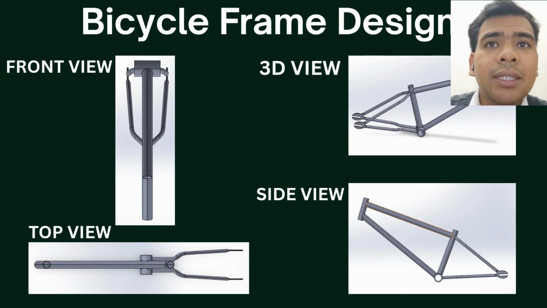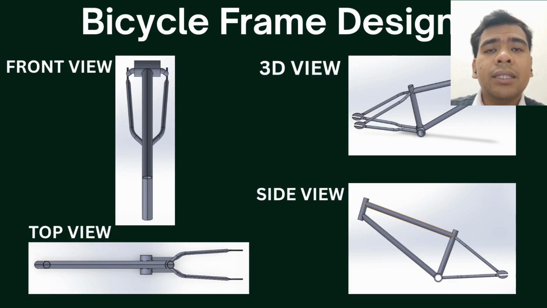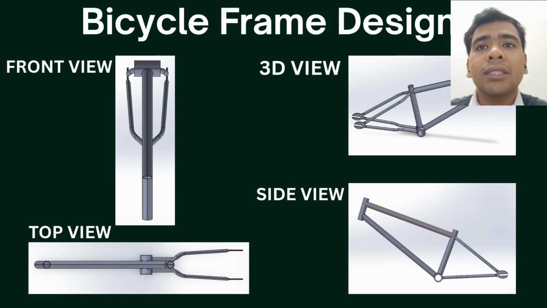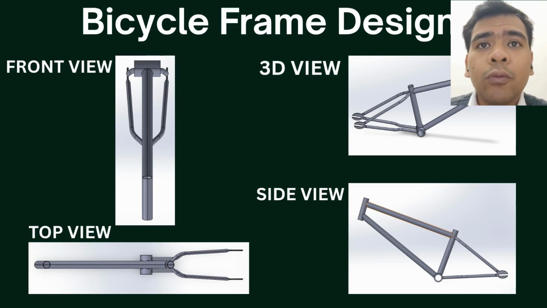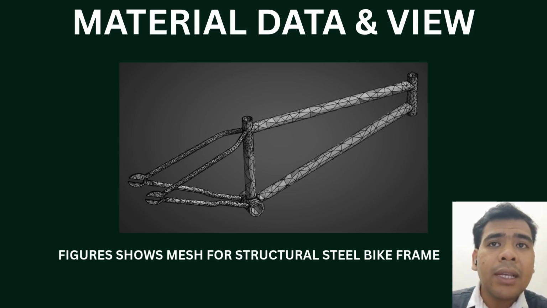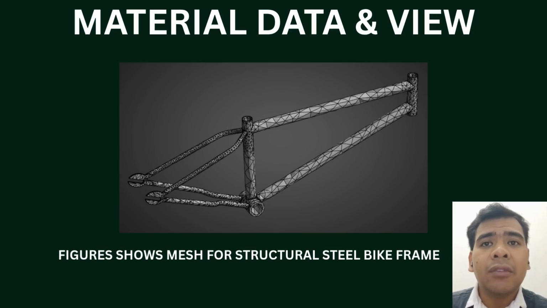Alright, so as you can see, this is my bicycle frame design, and this is an isometric view. The first one is the front view, at the bottom is the top view, at the right is the side view, and at the other is the 3D view. Right, so we go to the next part, which is material data and view. But before that, I show you a bike frame with a mesh feature for the structural steel bike frame.